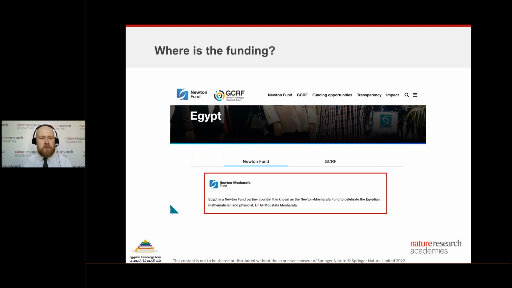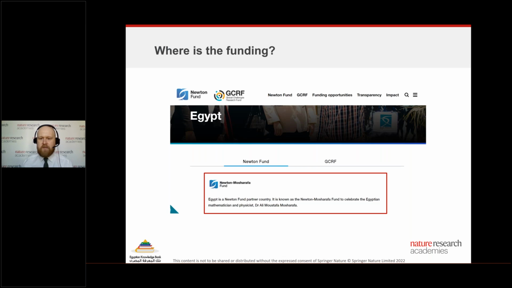The Newton Fund in particular builds research and innovation partnerships with countries in Africa, Asia, and Latin America, so of course including Egypt. It's really there to support economic development and social welfare and tackle global challenges, as we've said. So do consider the Newton Fund. As you can see here in particular, there's the Newton Sharafa Fund, which is eligible for Egyptian researchers.